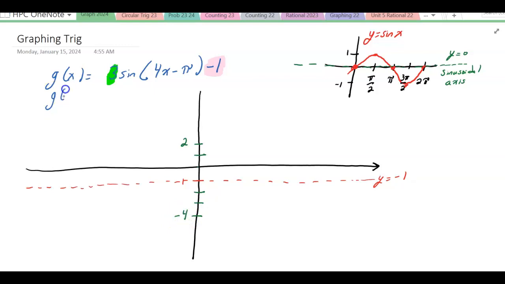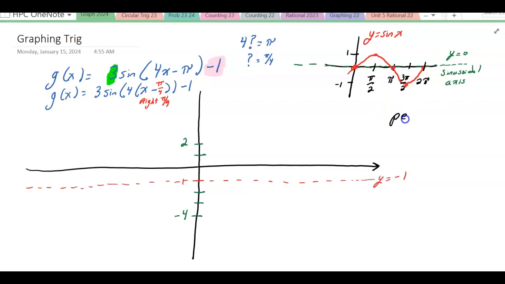So the next thing I need to do is find the horizontal shift. So I'm going to factor out the 4. So 4 times x minus something, take away 1. So 4 times something, the question mark, has to equal pi. So the question mark is pi over 4. So inside the parentheses is pi over 4, which tells me the graph moves right pi over 4.